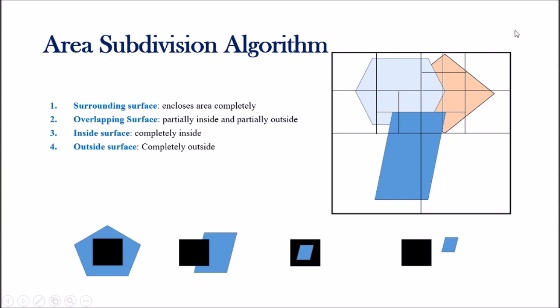You have to divide the area until there is no overlap of areas. There should be a single surface in that particular division. So this division will continue till the pixel level. That is called the area subdivision algorithm.